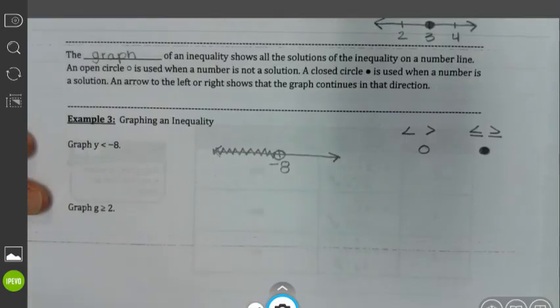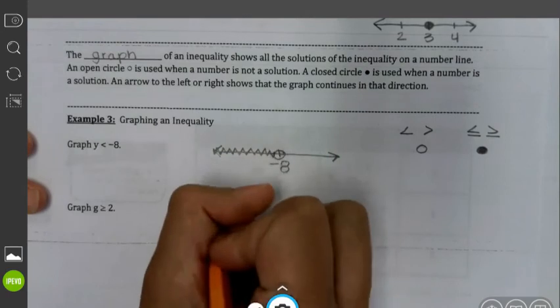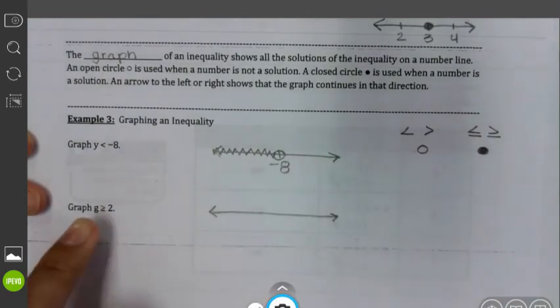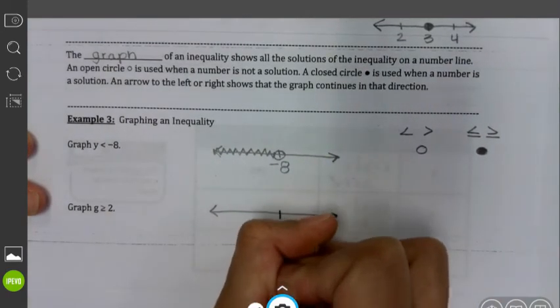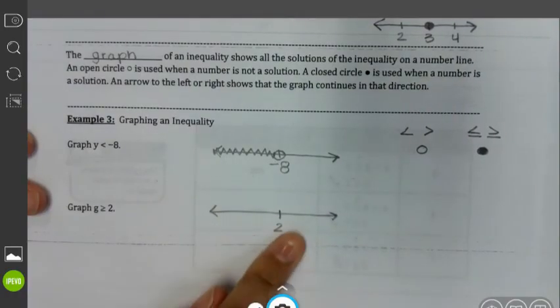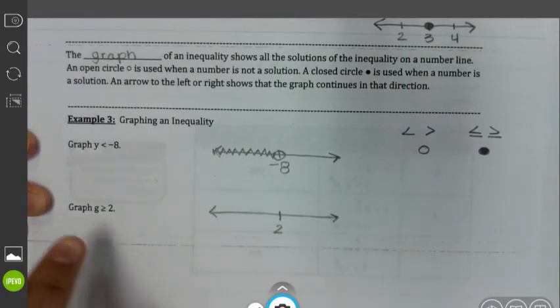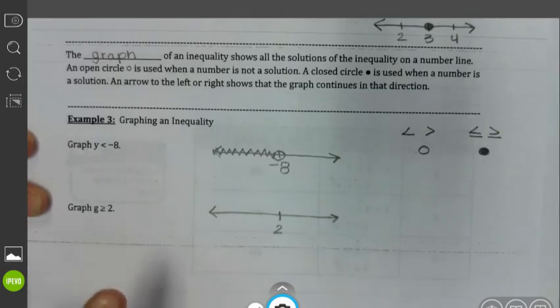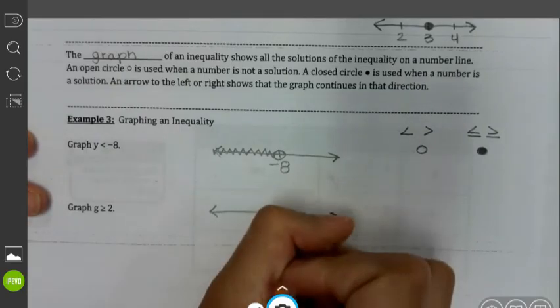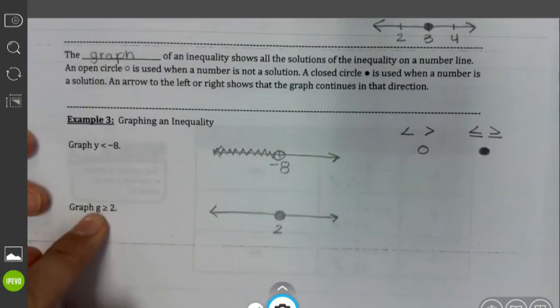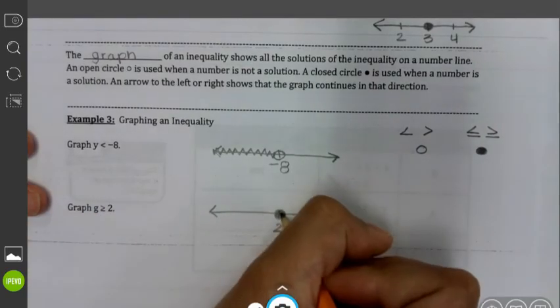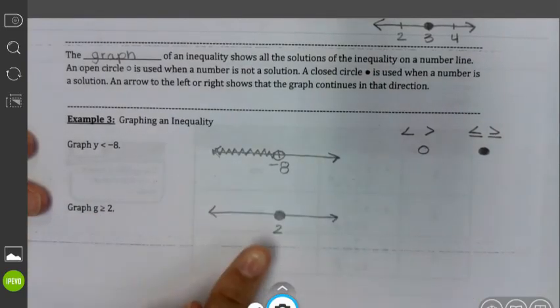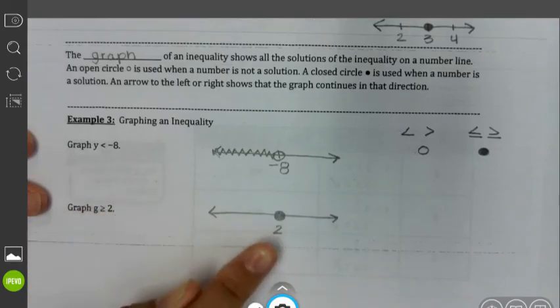All right, last one. Graph G is greater than or equal to 2. So we're going to draw our number line. We're going to graph our number on the number line. That's all you need to do. If you want to put more numbers in, you're welcome to. And we know we have a closed circle on 2 because it is greater than or equal to. So we're going to have a closed circle to represent that G can equal 2.